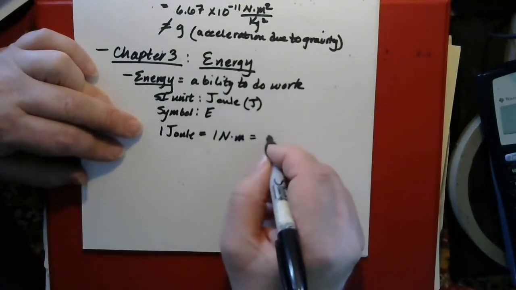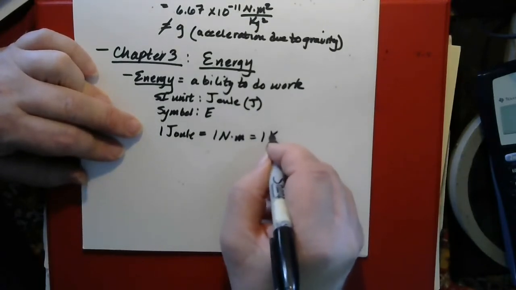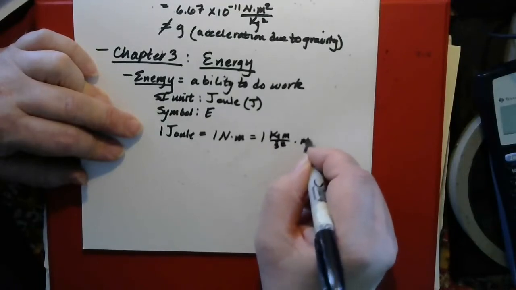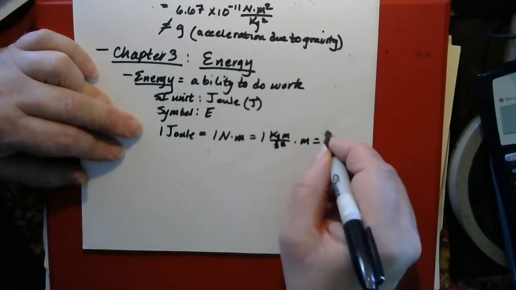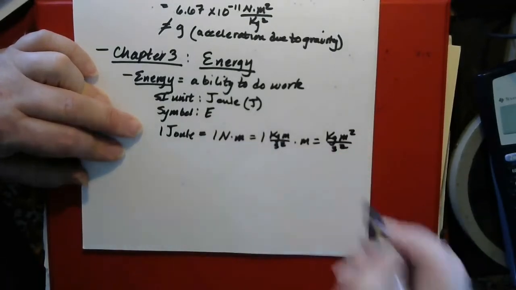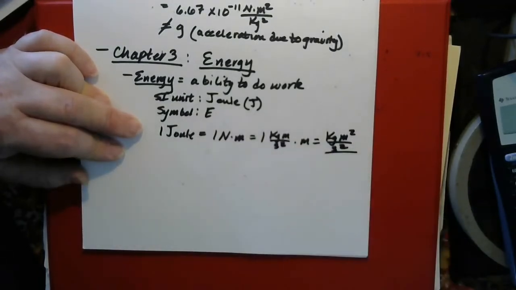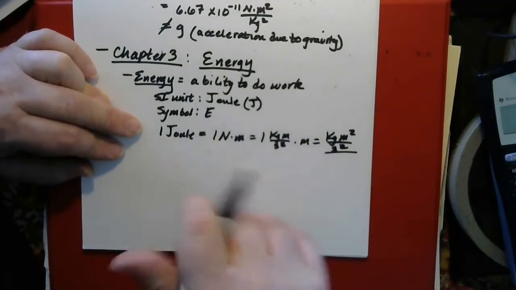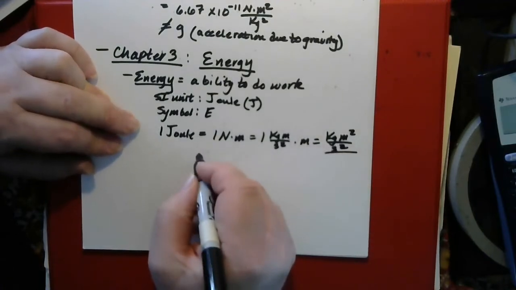But remember that a Newton is a kilogram meter per second squared. So if you take that and multiply it by a meter, you get kilogram meter squared per second squared. And so that's actually what a joule is, a kilogram meter squared per second squared. And now you know why they came up with the name joule, because nobody wants to have to say or write that over and over again when you're dealing with energy.